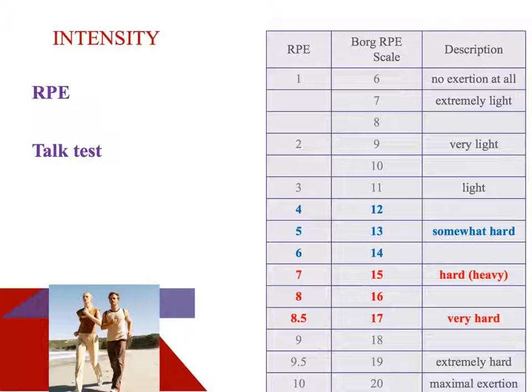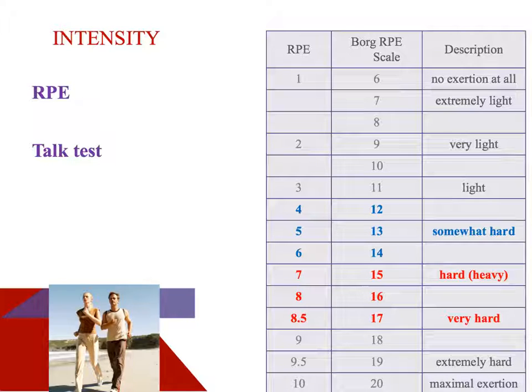So we can have the scale of 1 to 10, and we can have a scale of 6 to 20. We can see that when we use a scale of 1 to 10, a 5 is somewhat hard, and it's similar to a 13 on the Borg RPE scale from 6 to 20. Now, it's up to you what scale you want to use. The 1 to 10 scale is a little easier for clients to understand. So if we say, tell us how you feel on a scale of 1 to 10, it might be easier for them to relate that an 8 is hard than that a 16 is hard on the scale of 6 to 20.